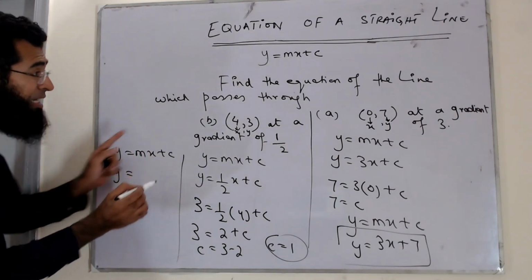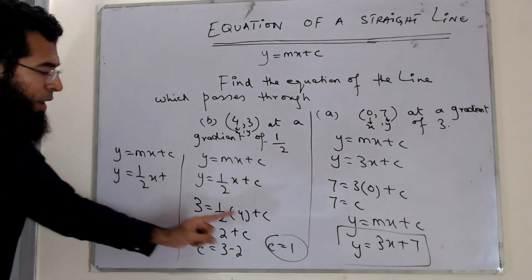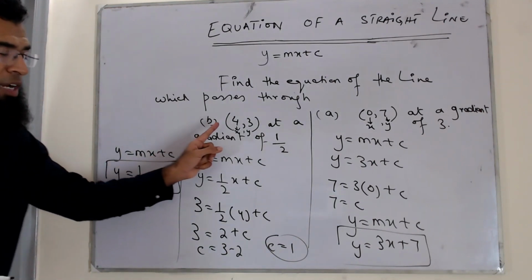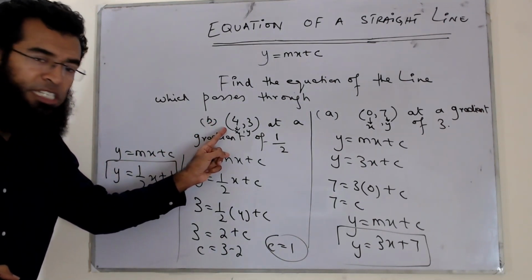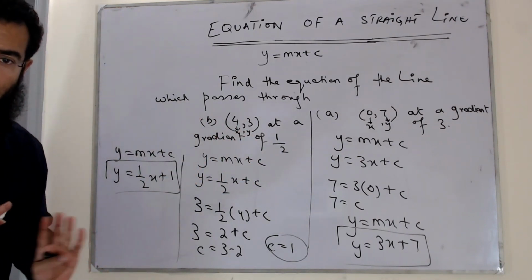So the gradient is half. You've already given the gradient. And your y-intercept is 1. So this is the equation of a straight line which passes through this point having a gradient of half. I hope this is pretty simple.